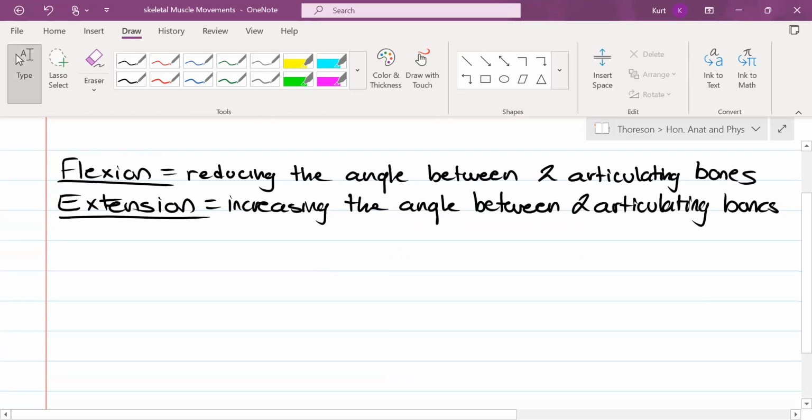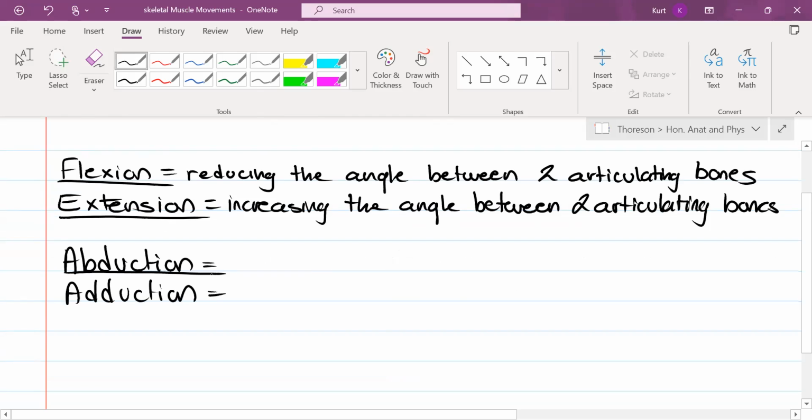All right, next is going to be abduction and adduction. One little letter makes all the difference. Now, I have a cheesy way to perhaps remember abduction, but it's memorable, and I bet you'll remember it next Tuesday. Abduction is when you move limbs away from the midline of the body.